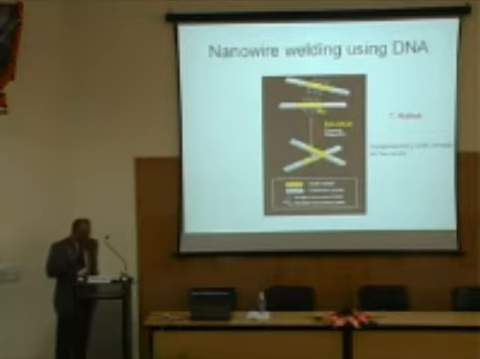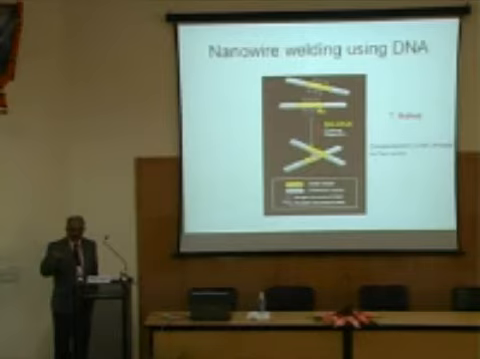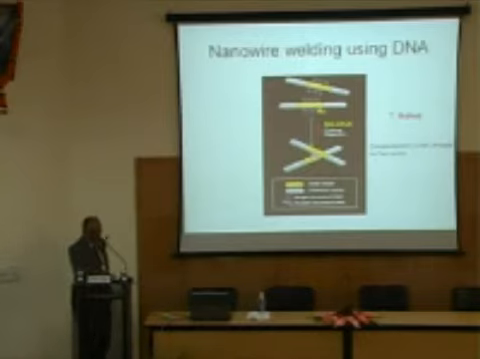Because DNA has this complementarity and DNA can be thiolated and hence it can be attached to gold wires, this technique is also very popular.